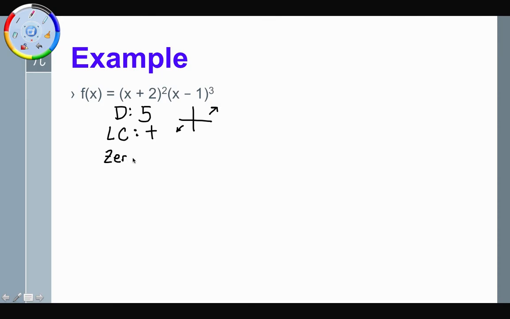For my zeros, it's x equals -2. But in this particular case, we have a multiplicity of 2. Remember, that means it's going to bounce, so we might make a note of that. So it's going to bounce. We also have the zero of x equals 1 with a multiplicity of 3. And we know that that's going to be a squiggle.